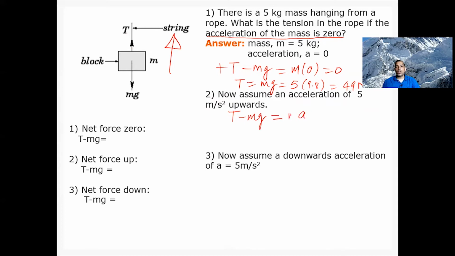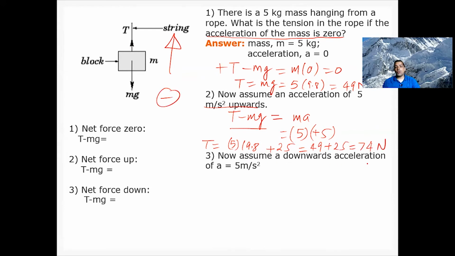Then what is the acceleration? This should be equal to ma, right? So what is m? M is mass, does not change, right? It's the same thing. So a is 5 meter per second squared, upward meaning plus, times 5. Does it make sense? So then how do you do that? So T equals mg. Mg is 5 times 9.8, right? Plus 5 times 5, 25. There. If you do that, what do you get? 49 plus 25, right? So which is equal to 74 Newton.